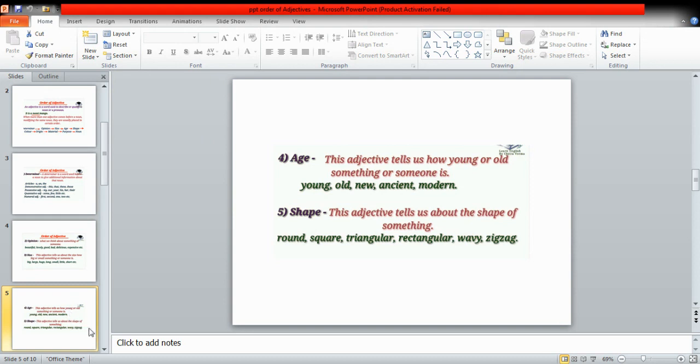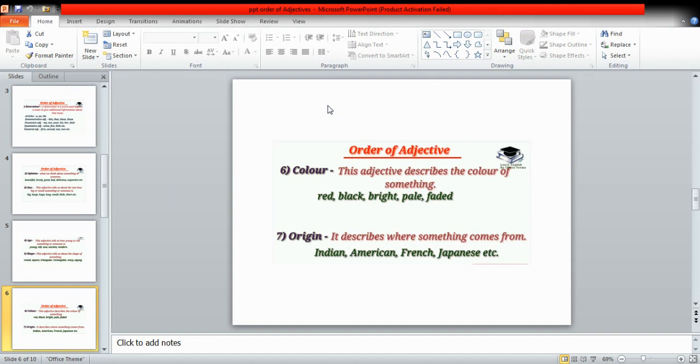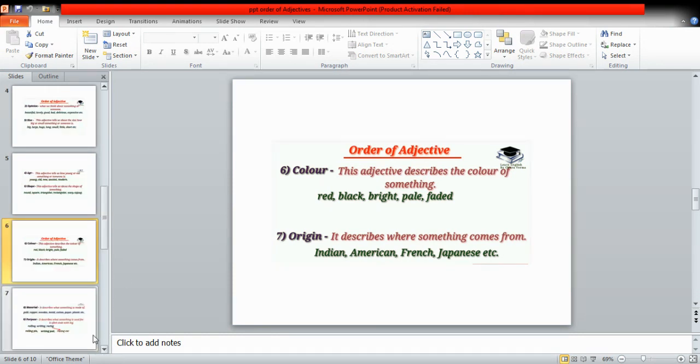Then the next thing which comes is color. This adjective describes the color of something. So if the color is there, red, black, bright, pale, faded, these are all the words which tell us the color of the noun being described. Then comes the origin. Origin describes where something comes from, like Indian, American, French, Japanese. These are the words which tell us about the origin.